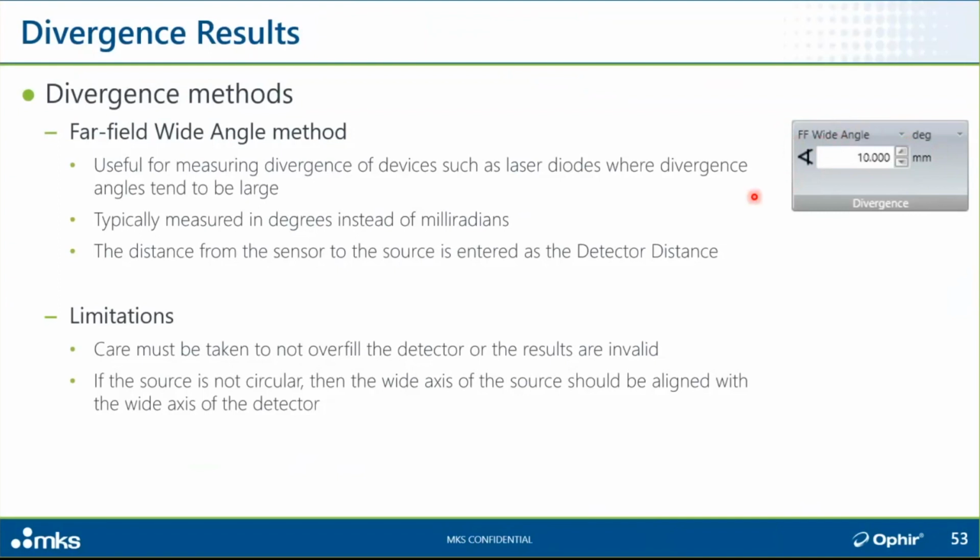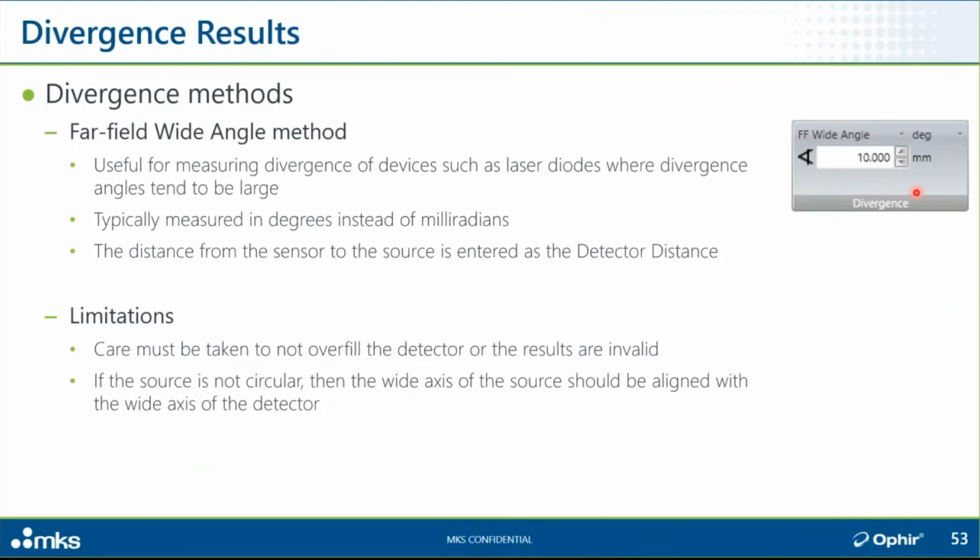The far field window angle method is useful for measuring divergence of devices like laser diodes. The divergence angles tend to be quite large and are usually measured in degrees. Typically, it's an industry standard in that regard. All you have to do is measure the physical distance from the device that's being tested to the sensor of the camera. Enter that distance into the control in the divergence panel, and the divergence measurements are automatically calculated.